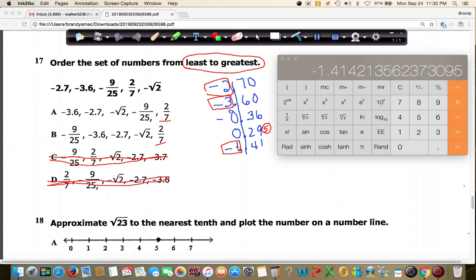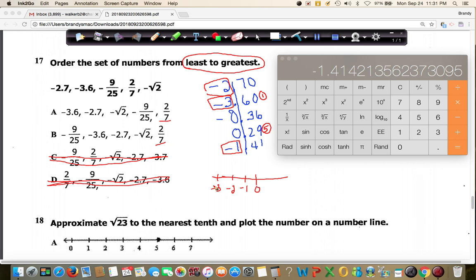So which one, 1, 2, or 3, is the furthest away from 0? This guy right here. So there's your number 1. Because negative 3 is the furthest away from 0. When you're thinking about a number line, and you have negative 1, negative 2, negative 3, it's way down there. It's the furthest away, so it's the least. At this point, you should know your answer.